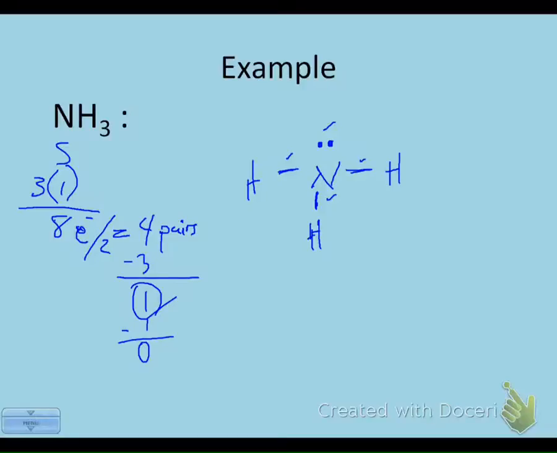Let's go back and let's add the dots. So there's the 2 dots, this hydrogen. Here are these 2 dots. And there we go. Everything's a dot. Uniformity.